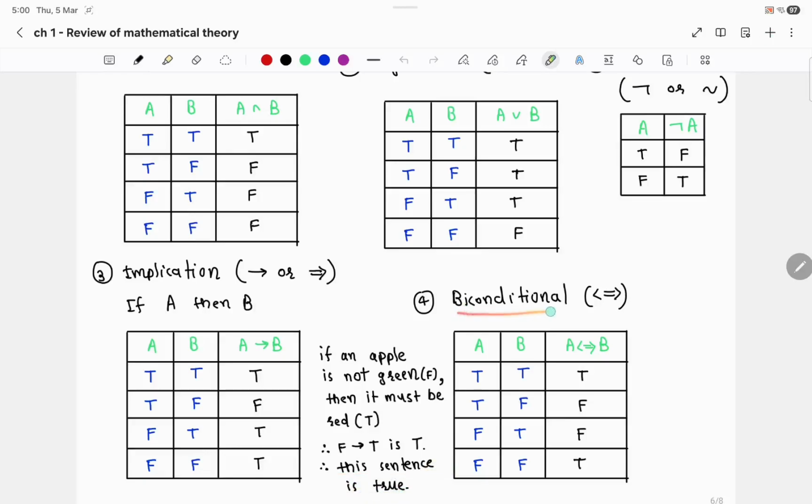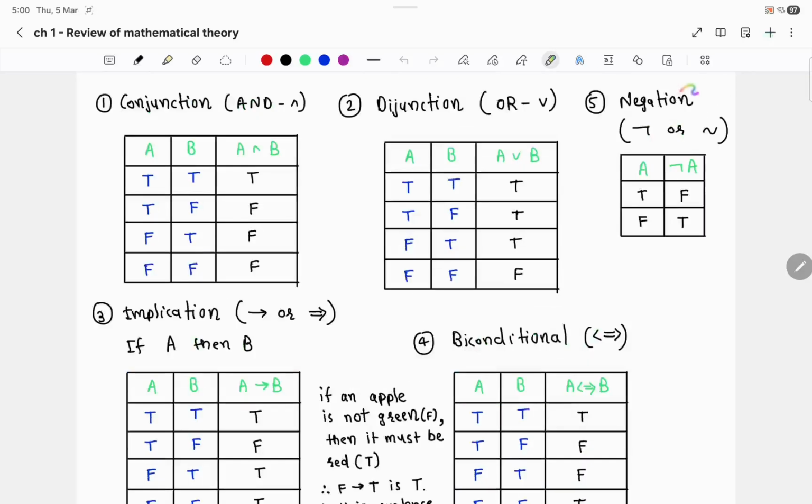Now, what is biconditional? The truth table of biconditional is given right there. In this truth table of biconditional, if both the statements are true or both the statements are false, then the answer of the biconditional is true. Otherwise, it will be false.